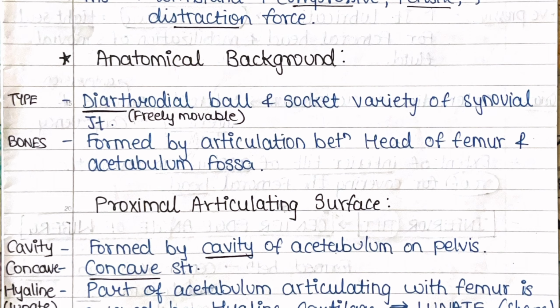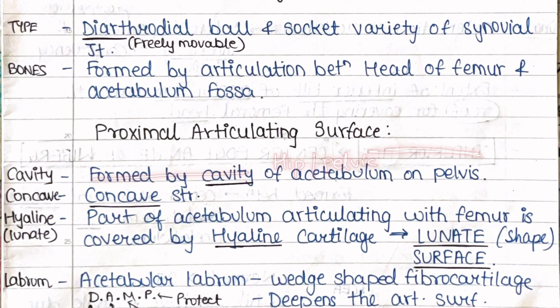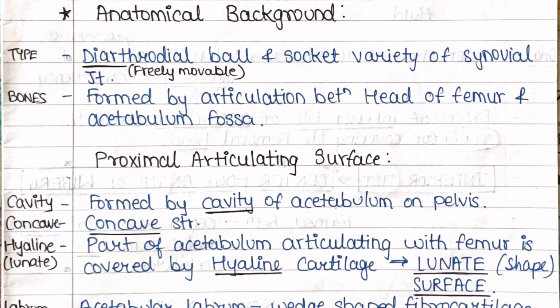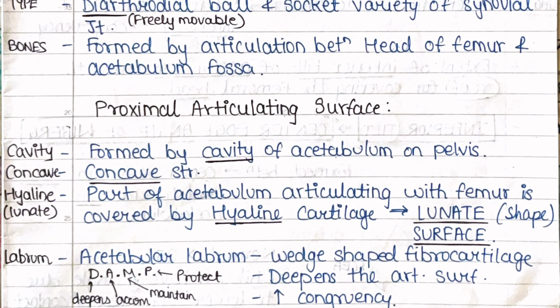It is formed by the articulation between the head of the femur and the acetabular fossa of the hip bone or the pelvis. Then let us come to the proximal articulating surface. So we are done with the anatomical background. We mentioned the type and bones. Now you should mention the articulating surface, same as what we mentioned in the anatomy of joints.